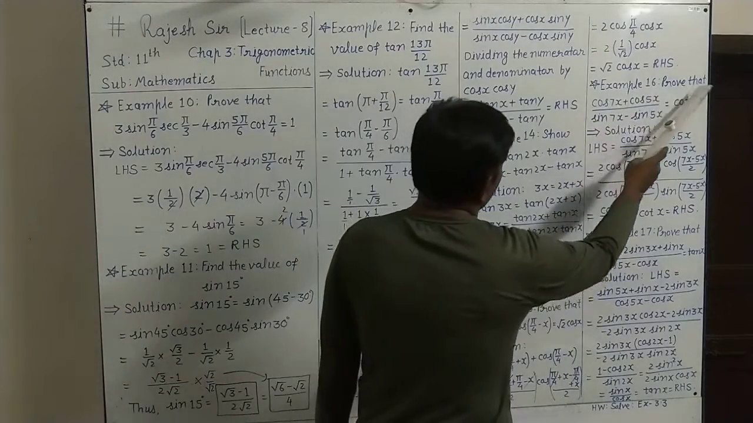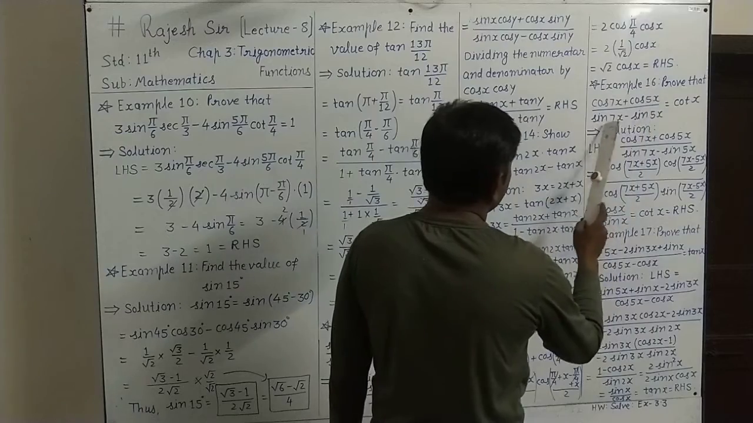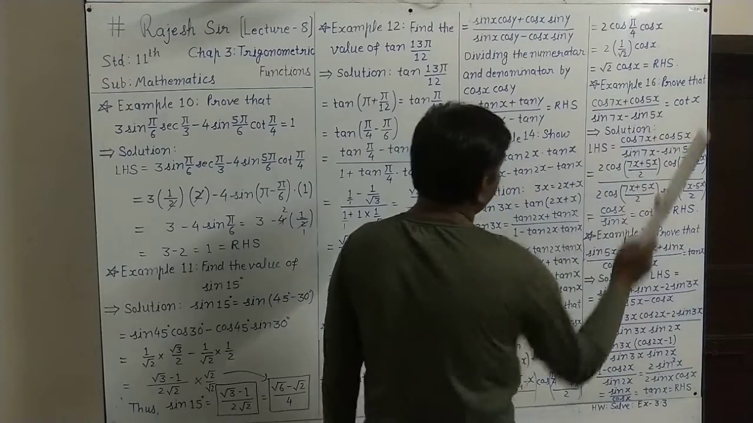Next, example 16. Prove that cos 7x plus cos 5x upon sin 7x minus sin 5x equals cot x.